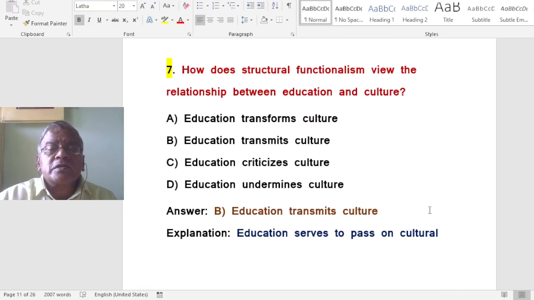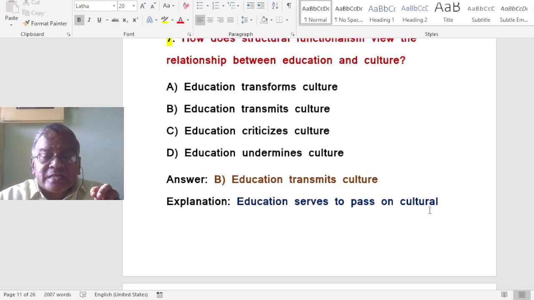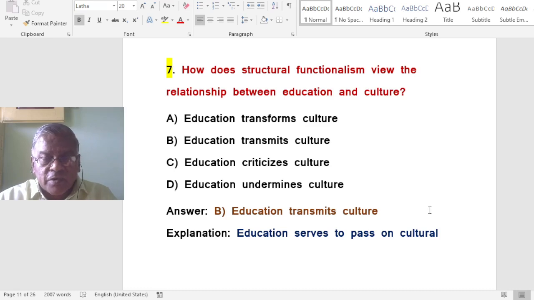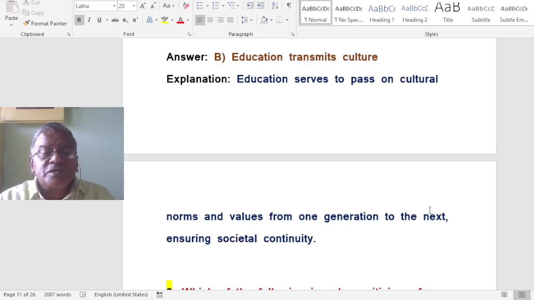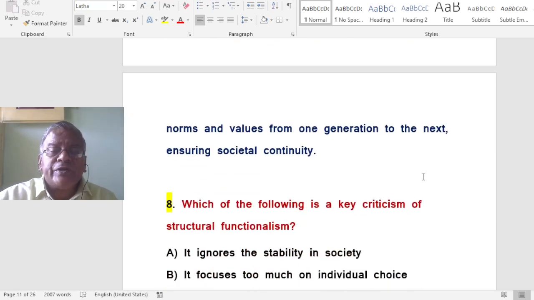How does structural functionalism view the relationship between education and culture? Education transforms culture, education transmits culture, education criticizes culture, education undermines culture. Education transmits culture. That is the understanding of this theory, structural functionalism theory. Education serves to pass on cultural norms and values from one generation to the next, ensuring societal continuity.